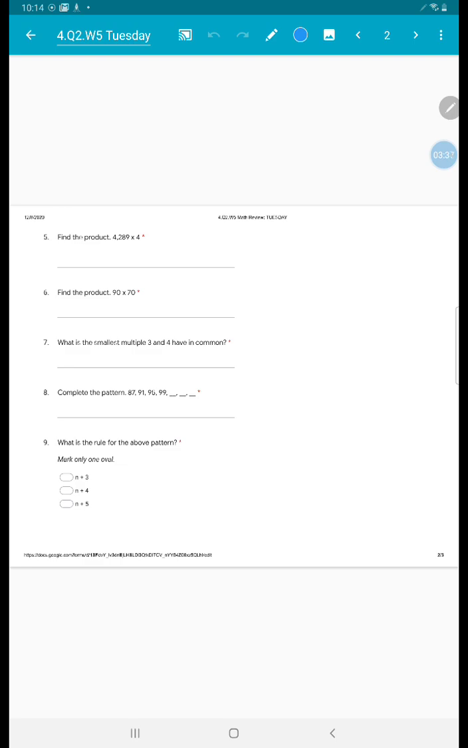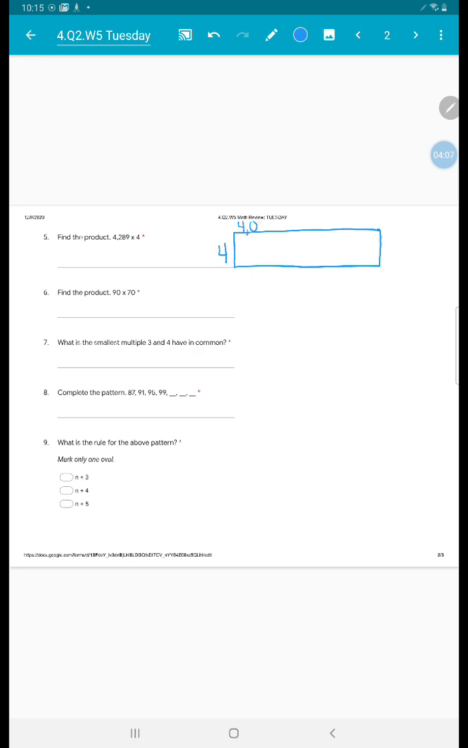All right. Next, we have to find the product. 4,289 times 4. So I'm going to use an area model again, since that's kind of what we're working on. What's going to go on my shorter side? 4. What am I going to do with 4,289 to make it friendlier numbers, Olivia? You're going to break it up into smaller numbers. Yeah, I'm going to break it up into expanded form.